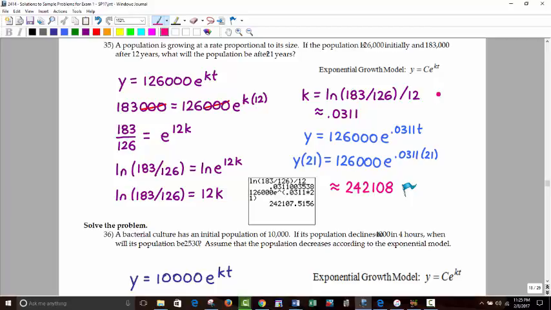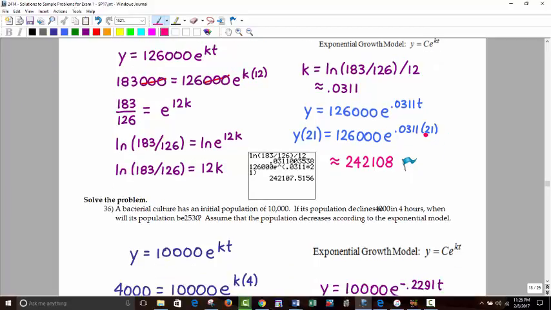So we want to know what the population will be after 21 years. We put in 21 for t, and being a population or number of something, I would assume, even though it didn't say, that this has to be a whole number answer, whether it's a population of people or number of bacteria or whatever it is. It's kind of got to be a whole number. So I just took that answer, 242,107.5 and so on, and rounded it to 242,108. All right, number 36.